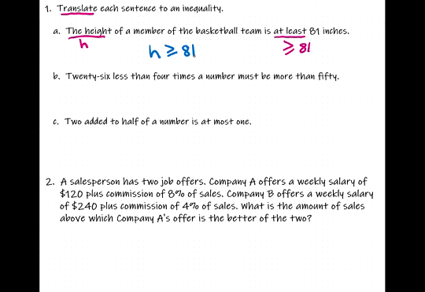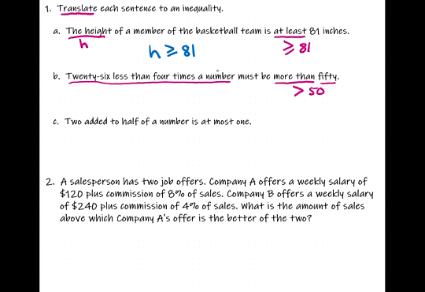26 less than 4 times a number must be more than 50. So key word here for the inequality is more than. That means above 50 or greater than 50. So we have 26 less than 4 times a number. So that must be more than, greater than 50. So 26 less than 4 times a number.